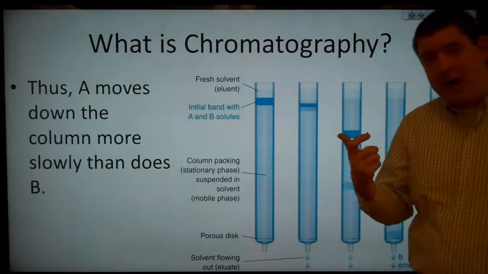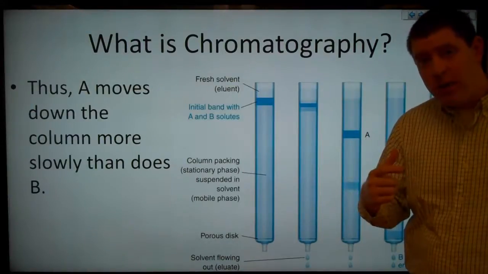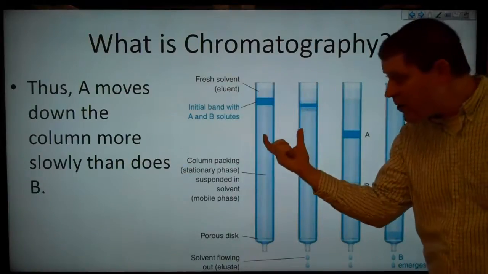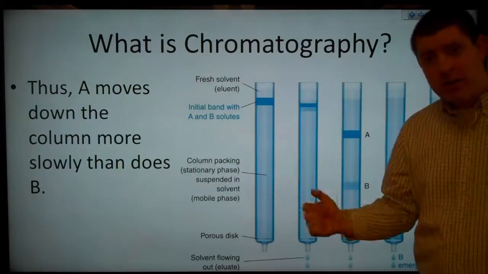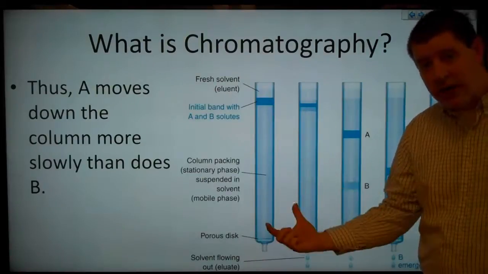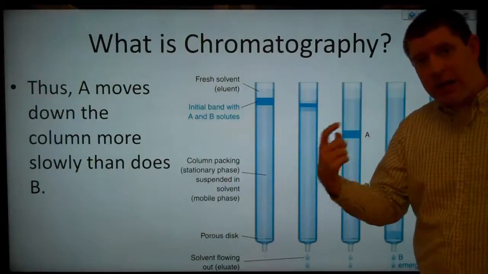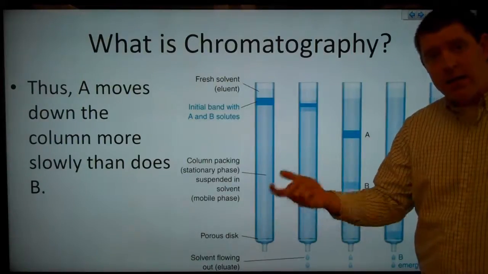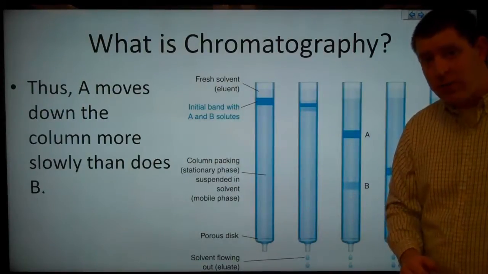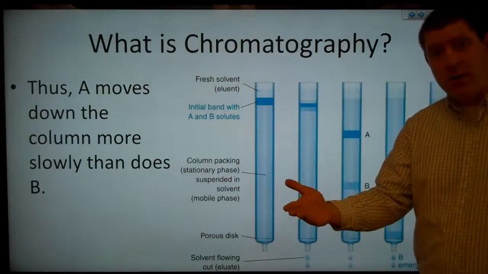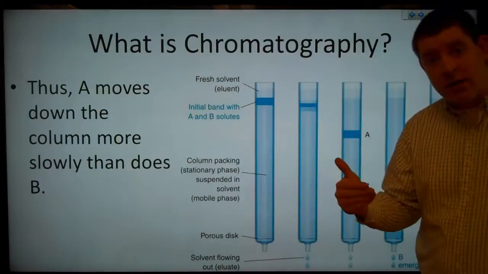And therefore, if A is spending less of its time in solution and more of its time on the particles, then it will not travel down the column as fast as B does. In other words, B travels faster down the column than A does because B is spending more of its time in the solvent than it is adsorbed onto those solid particles. Whereas A is spending more time adsorbed on the particles relative to B and less time in the solvent compared to B.